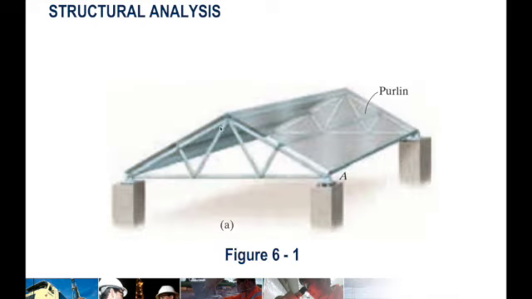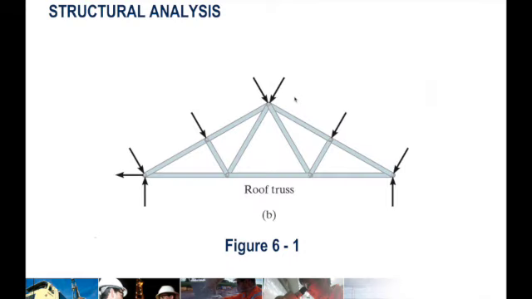Here, this is your truss, the front view. This is a perspective view, and you can see that there are also purlins in the roof. If we take the front view, the weight that is carried by the purlins is transferred to the joints of the truss, this particular roof truss. So all the loadings are at the joints.